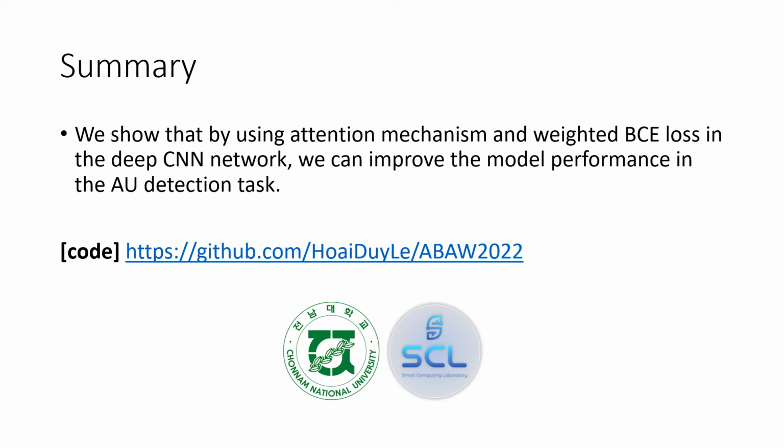In summary, we saw that by using the attention mechanism and weighted binary cross-entropy loss in the deep convolutional neural network, we can improve the model performance in the task of action unit detection.